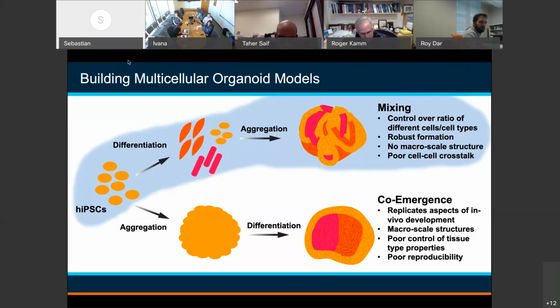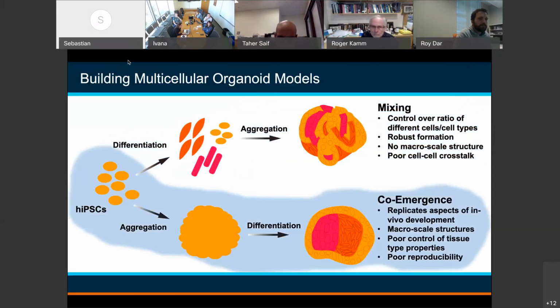in development. So another method that our lab has more recently been interested in is this method of co-emergence, where you have your pluripotent stem cells aggregated, and then after aggregation, you provide them with differentiation. And we found that with this method, you get co-emergence of different cell types that spontaneously organize and replicate some aspects of in vivo development.